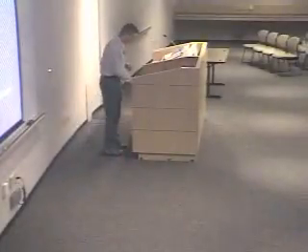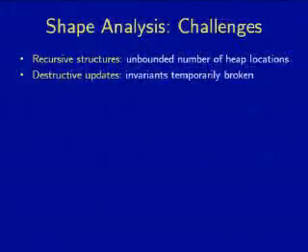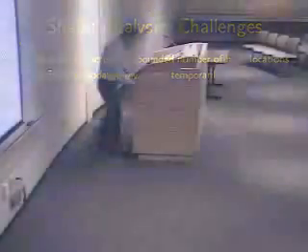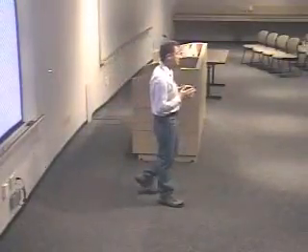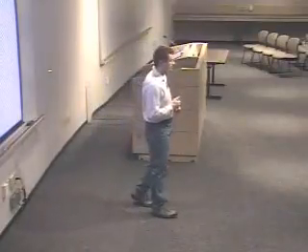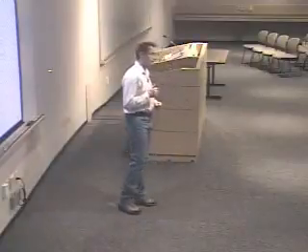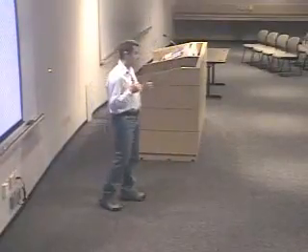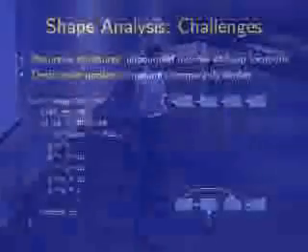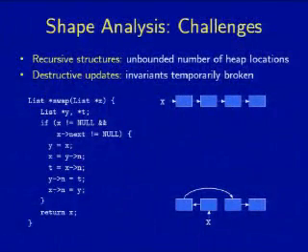Now, why is it difficult to check that a program or a data structure maintains such an invariant? Well, there are two reasons. One is that in the presence of recursive structures, the compiler has to reason about an unbounded number of heap cells. And second, in the presence of destructive updates, these invariants are temporarily invalidated. So the goal of the analysis is to determine that these invariants are being restored as the destructive operations finish. Okay? So let me give you a quick example here.